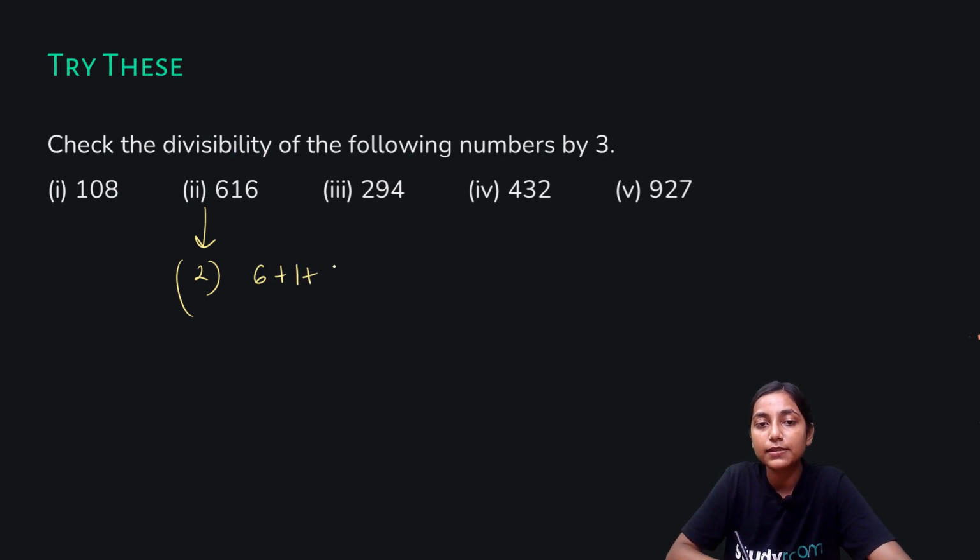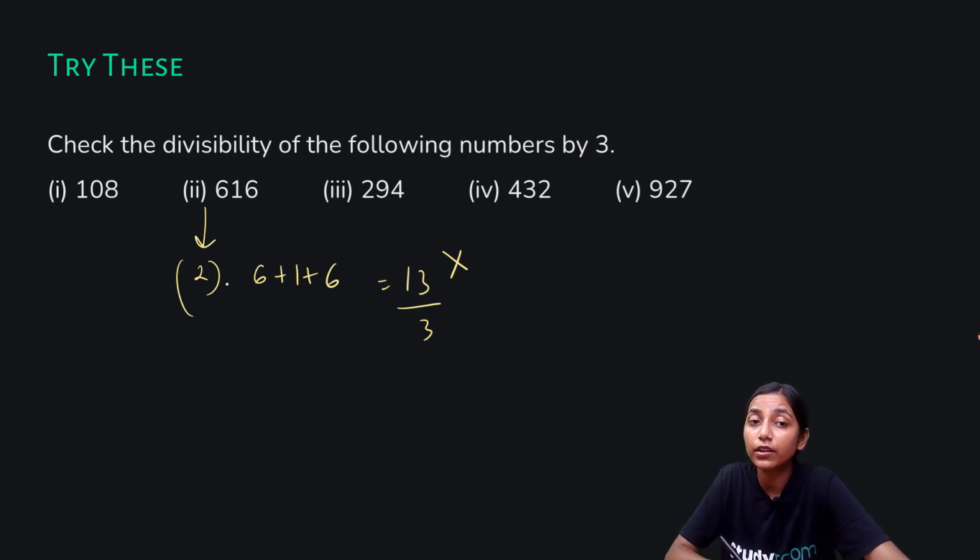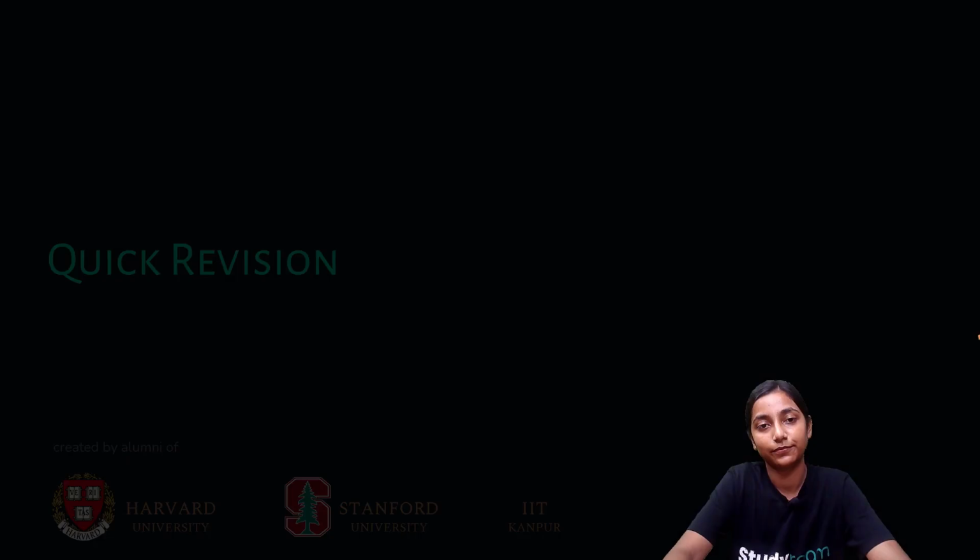6 plus 1 plus 6, we need to check the sum. Now 6 plus 6 is 12, plus 1 is 13, but 13 is not divisible by 3. We don't get a whole number. Therefore, we can say that since the sum of the digits of this number is not divisible by 3, this whole number is also not divisible by 3.